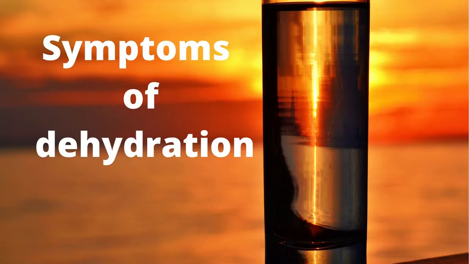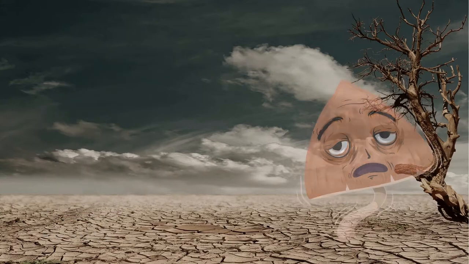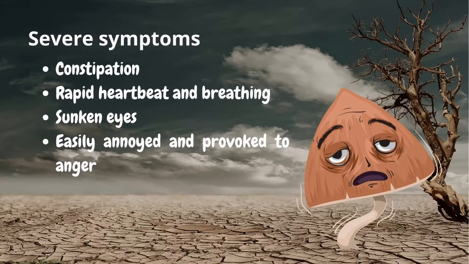Next, let's see the symptoms of dehydration. The symptoms of dehydration can be divided into two: moderate and severe symptoms. Examples of moderate symptoms are urinating and sweating less than usual, dark colored urine, dry mouth and tongue, sleepiness, physical fatigue, feeling thirsty, headache, and dizziness. Examples of severe symptoms are constipation, rapid heartbeat and breathing, sunken eyes, easily annoyed and provoked to anger.